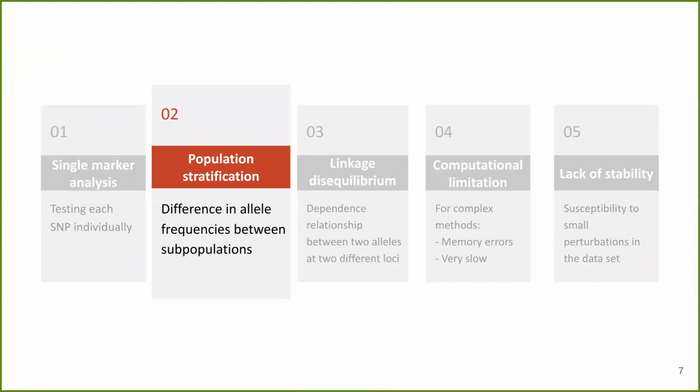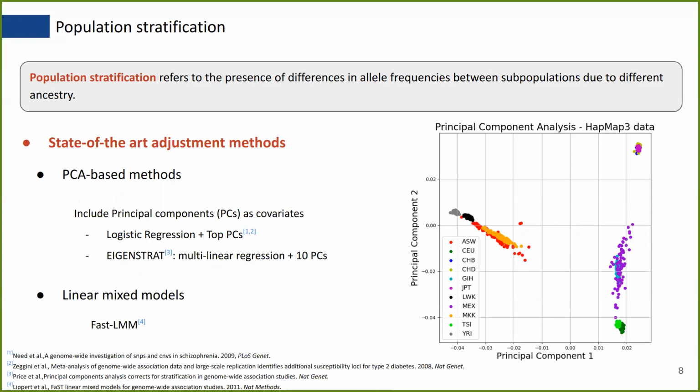So let's talk now about population stratification. That is another problem in GWAS, and it happens in admixed population studies. The problem of population stratification is that the association could be found due to the population structure and not due to disease-associated SNPs. The state of the art gives us different adjustment possibilities, such as PCA-based methods, including the top principal components in regression models, such as logistic regression or multilinear regression, like EigenStrat. Linear mixed models have been used to correct for this issue, like FastLMM. Unfortunately, these methods give a uniform adjustment for all SNPs and can cause overcorrection for some causal SNPs for some populations.